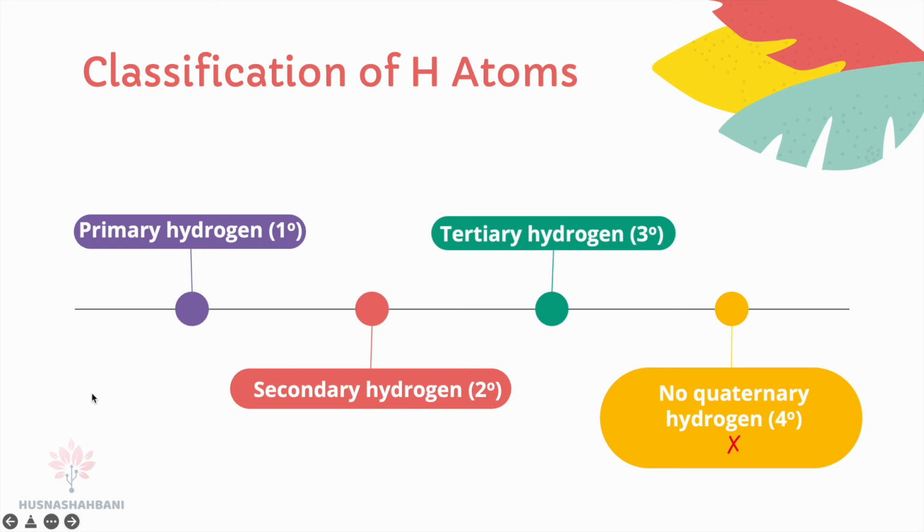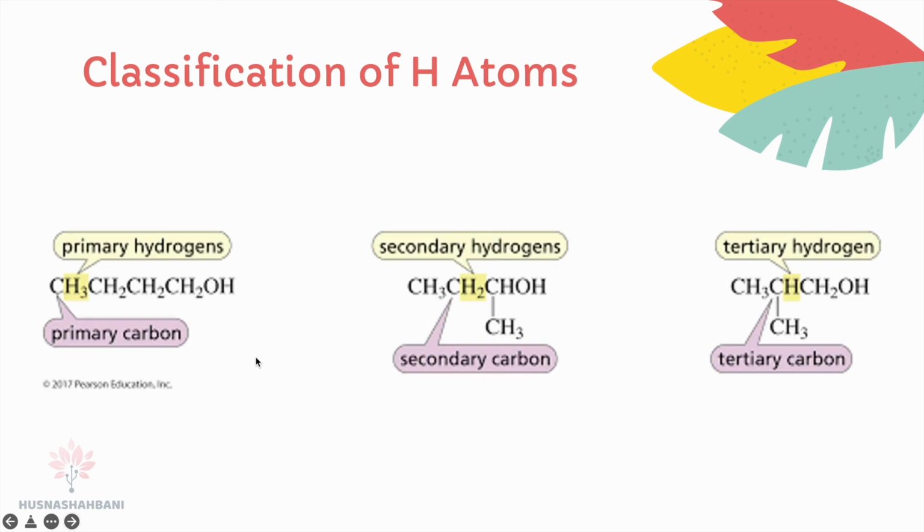Next, classification of hydrogen atoms. Same like carbon, we have primary, secondary, and tertiary only. We don't have quaternary hydrogen. Okay, look at this one. This is the carbon. If we focus on this carbon, count the number of carbon attached to this carbon. So 3 hydrogen attached to this carbon, and the carbon here is attached to this carbon. So only 1 carbon attached to this carbon. So you call this carbon primary carbon.